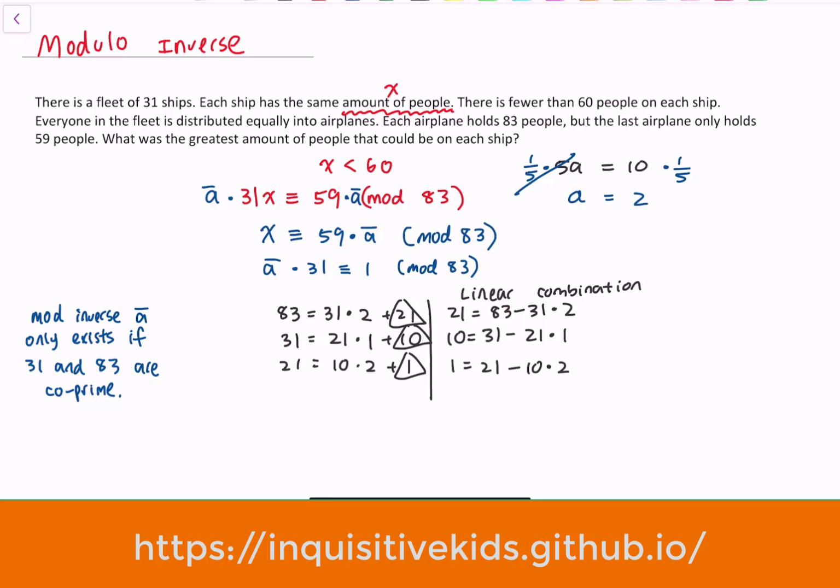Now what we're trying to do is rewrite our 1 in terms of 83 and 31. Well, why do you ask? Well, if 1 was written as 31 times some number plus 83 times some number, and we're basically just rewriting this congruence here, we would get something that looks like this.